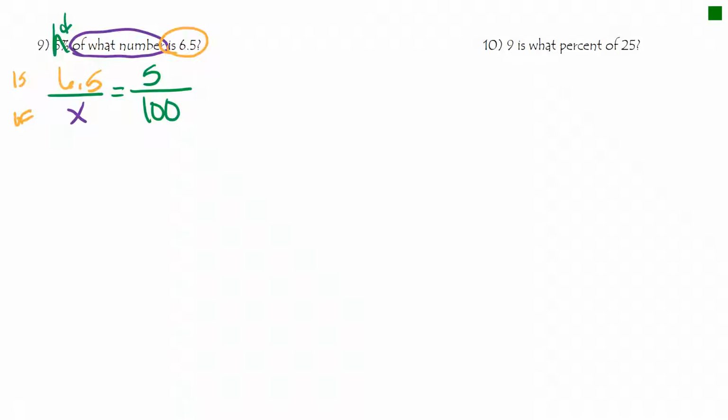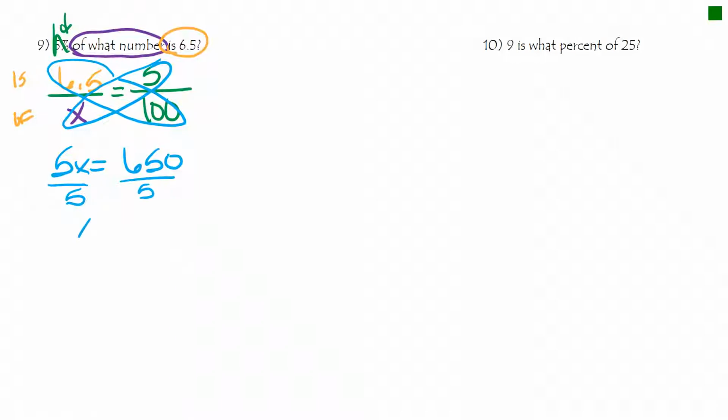We're going to cross multiply. I'm going this way first. 5 times x is 5x. And then over here, 6.5 times 100 is 650. Guess how I did that so fast? Well, because I've already done these problems, but I used a calculator. No addition, so I'm going to divide everything by 5. So x is going to equal 130. Pause. Do I need a percent sign? No, it said what number.